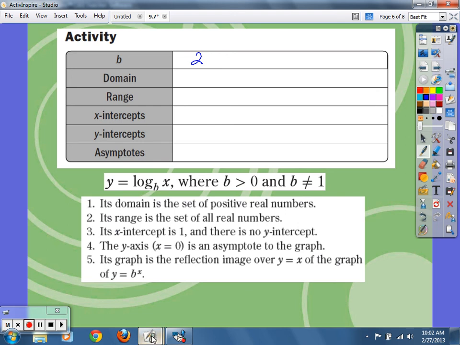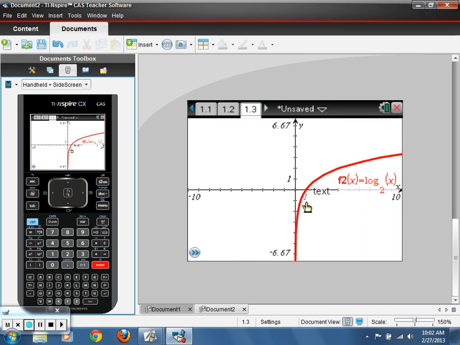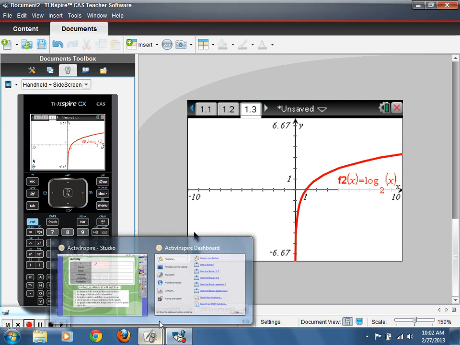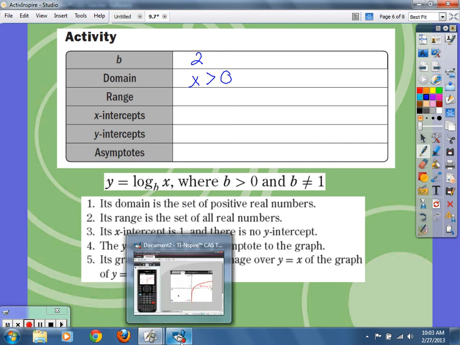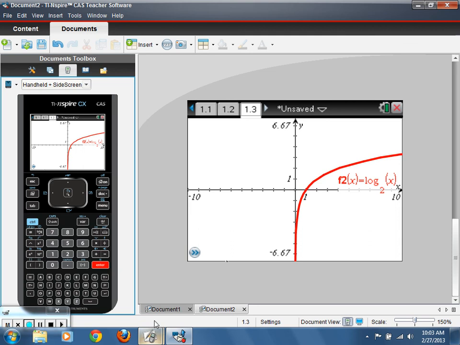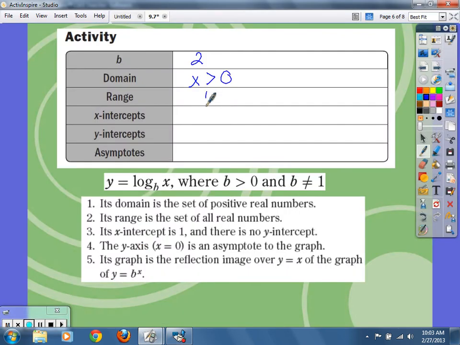What is the domain? What can x be? Well, look. Can I plug in negative values? No. The domain is going to be positive numbers. There is an asymptote coming through here. So my domain is going to be x greater than 0. You could say all positive real numbers if you want. Range is a little different. That's what y can be. And if you look, it goes up and down forever. So range is all real numbers.